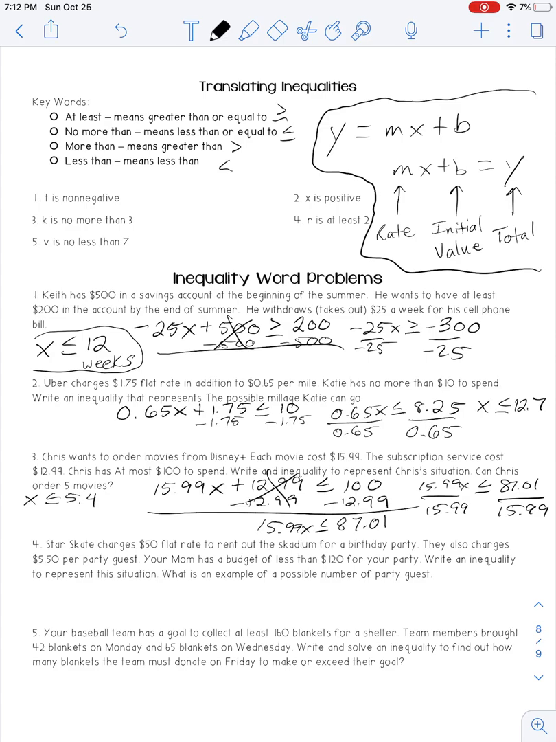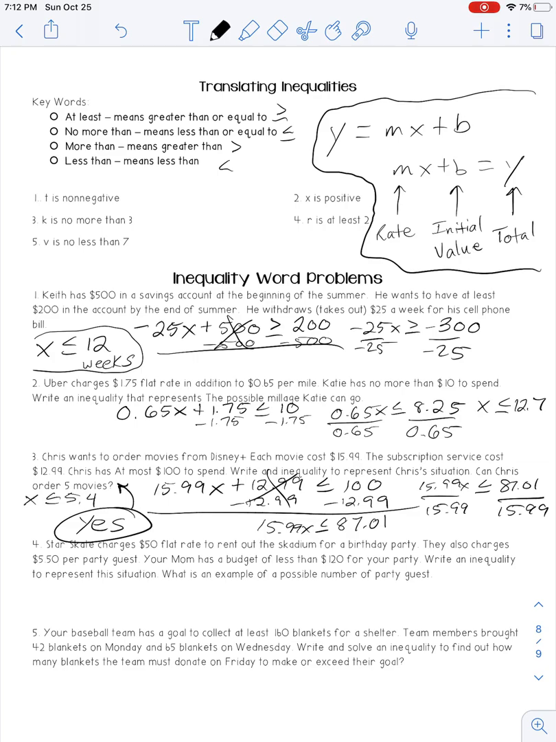Now, you're not going to rent 0.4 movies, okay? It's asking, can Chris rent 5 movies? Okay, well, if we want 5 movies, we would put 5 in for x. Does that make sense? Is 5 less than or equal to 5.4? Yeah, of course, because Chris technically could rent 5.4 movies. Well, he's not going to rent 0.4 movies, but he can rent 5 movies. So the answer is yes, he can rent 5 movies, to this question right here.